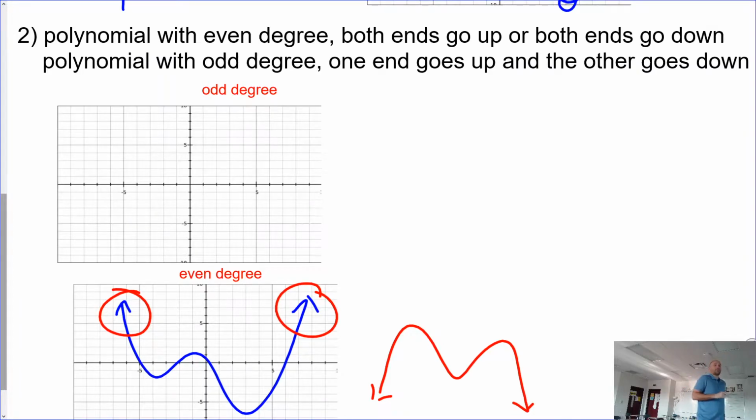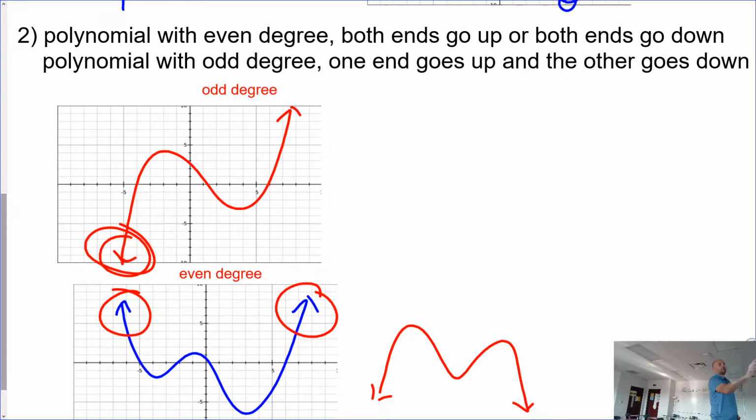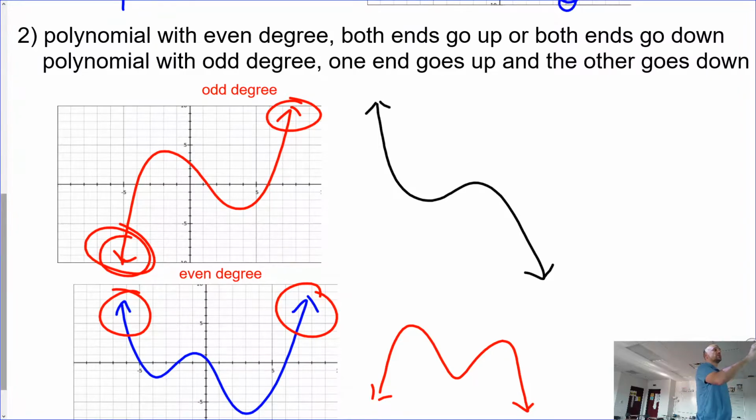If it's an odd degree, the ends are going in opposite directions. So like that x cubed I drew earlier, this left end over here is going down, the right end is going up. It could be the other way around as well, where a degree 3 could do something like this, where the left end is going up and the right end is going down. If it's an odd degree, the ends go in opposite directions.